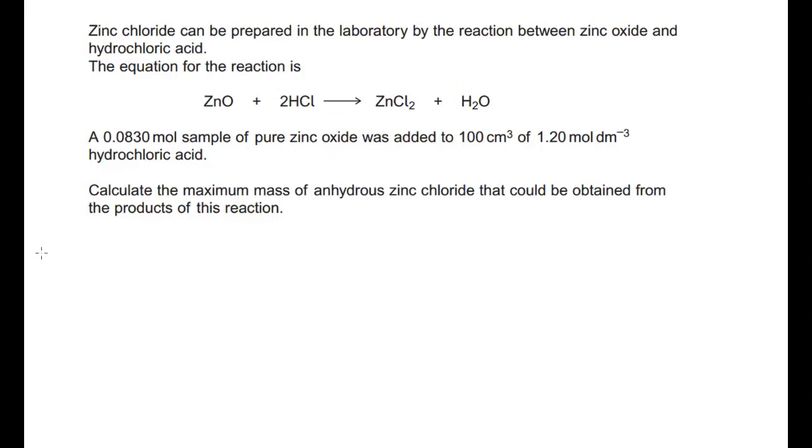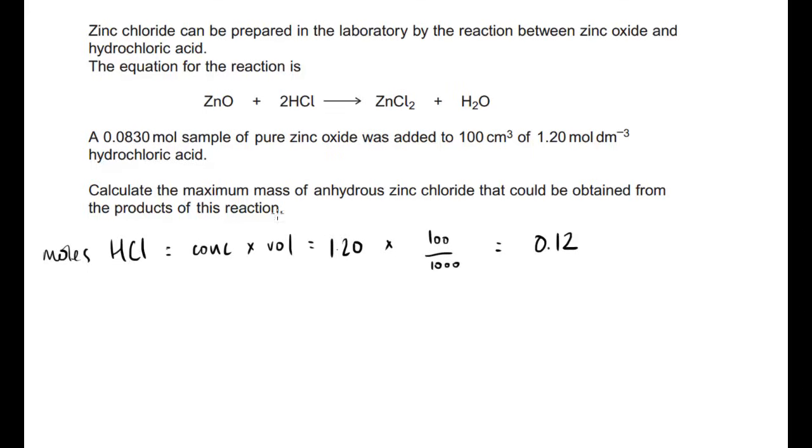So the first thing we're going to do is work out the moles of hydrochloric acid. We're going to do that again using our equation of concentration equals moles over volume, but we're going to rearrange to give us concentration times volume equals moles. Therefore we're going to do a concentration of 1.2 multiplied by volume, which in this case is 100 divided by 1,000, and that's going to give us 0.12 for the number of moles of hydrochloric acid.